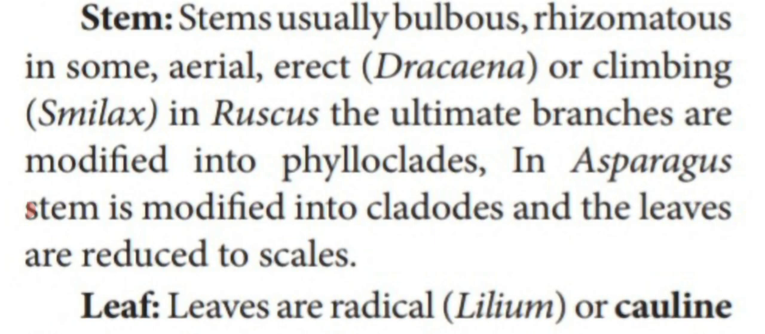In Ruscus, the branches of the plant are modified into phylloclades. Phylloclade is also present in the asparagus plant. See, in asparagus the stem is modified into a cladode and the leaves are reduced to scales. Most probably these are all xerophytic plants. The leaves are modified into minute scale-like leaves or are totally absent. It's known as cladode, which is present in asparagus.